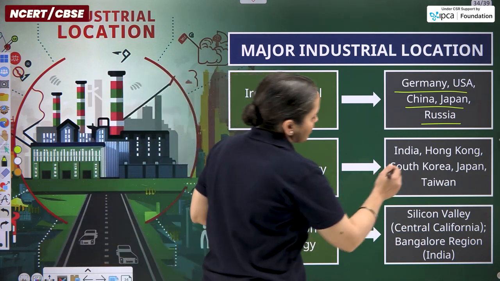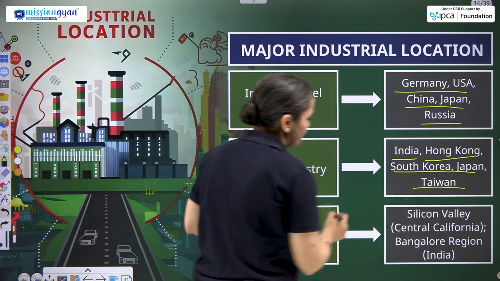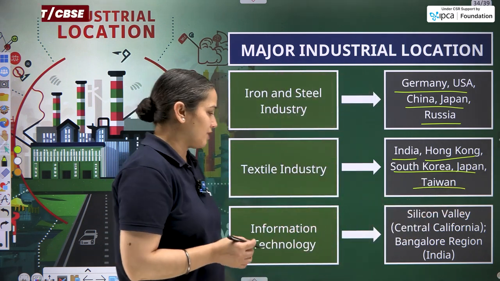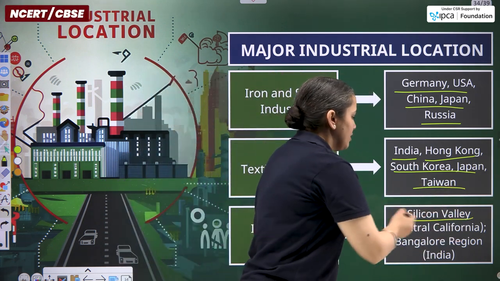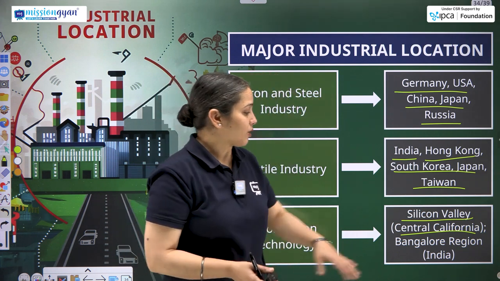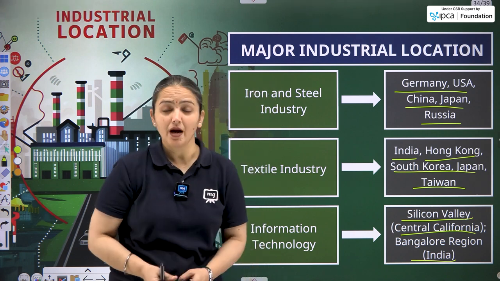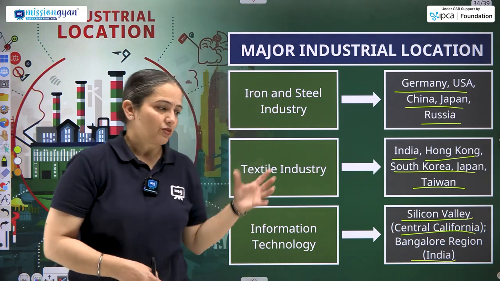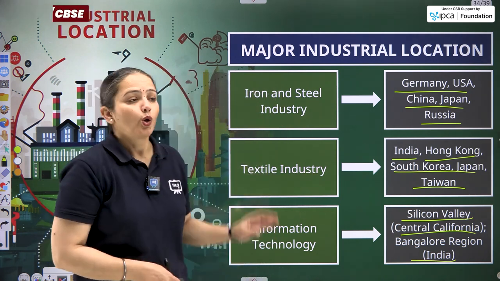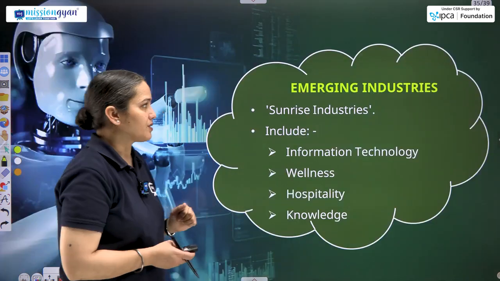Textile industry is prominently found in India, Hong Kong, South Korea, Japan and Taiwan. And information technology, Silicon Valley, Central California, America, and Bangalore is also known as the Silicon Valley of India, that is Bangalore, part of southern India. So these were the prominent places where these industries are working on a majority basis.